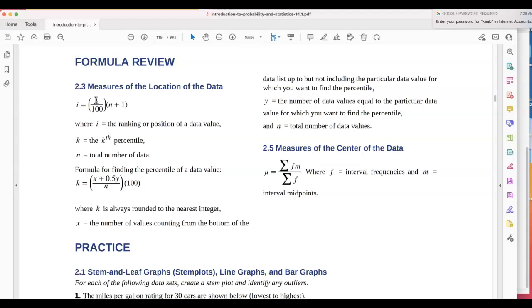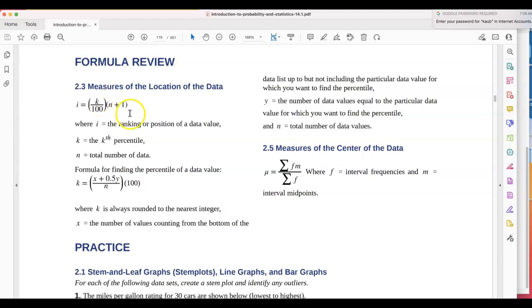Now, if you don't land on a number, I is where it tells you it's the 5th number or whatever. If you get 5.3, that means you have to average the 5th and the 6th number. So you still might have to average if you land in the middle. Okay?